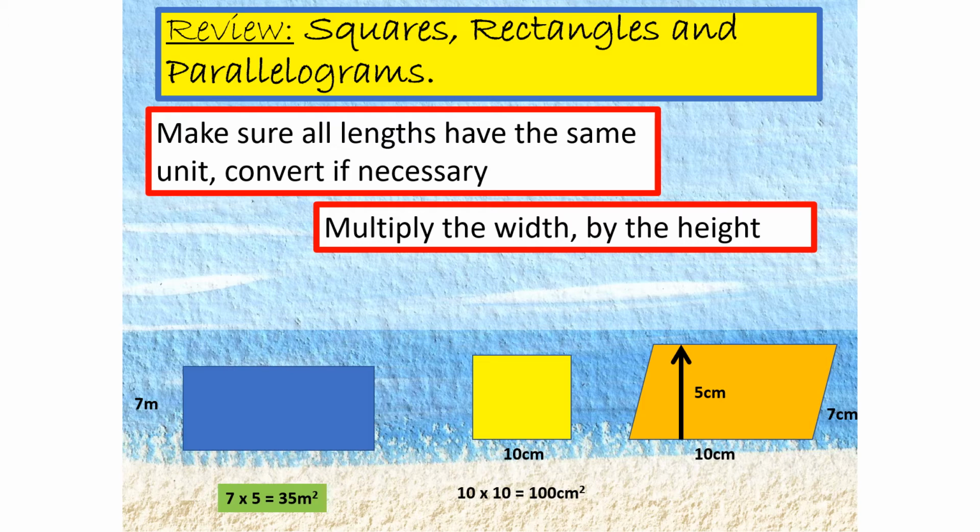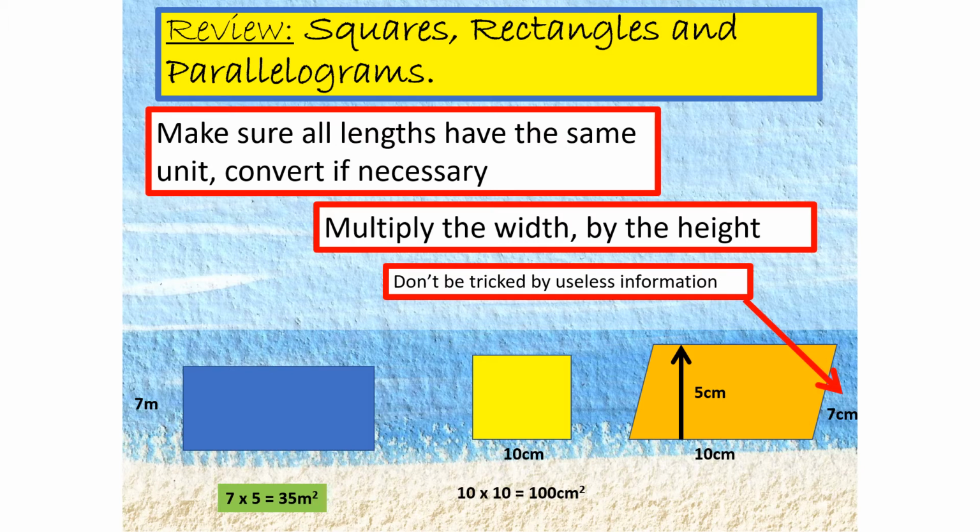Now, let's look at the rectangle. How do we find the area of a rectangle? We multiply its length by its width, and we have 35, and the units would be meters squared. The next diagram is a square, and all the sides of a square are equal. How do we find the area of a square? We multiply length by length, and in this case it's 10 times 10, or 10 squared, which is 100 cm squared.